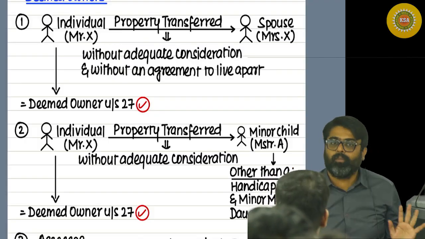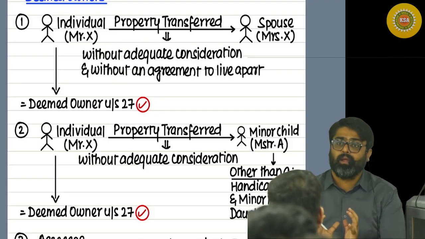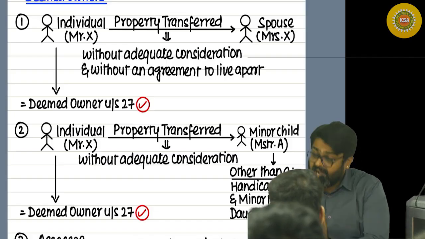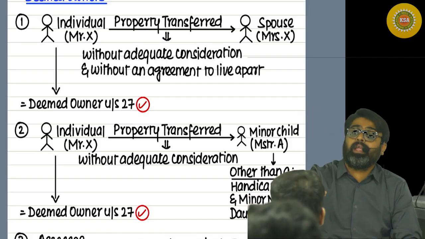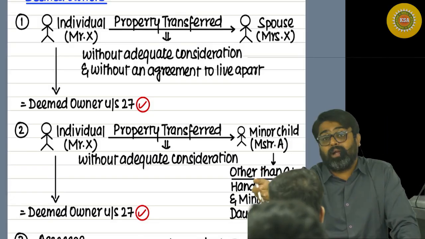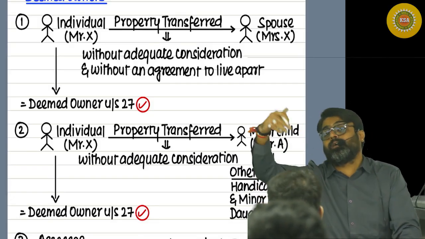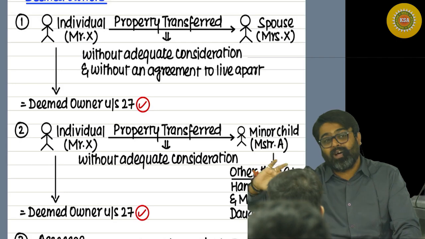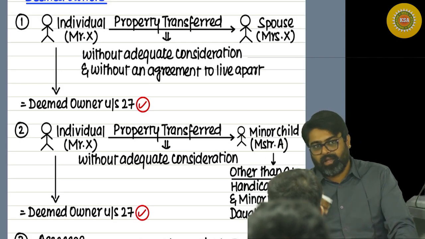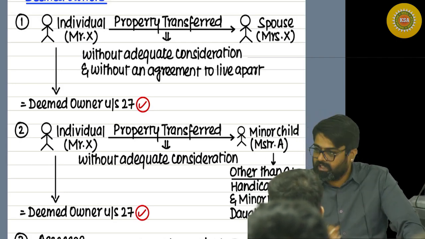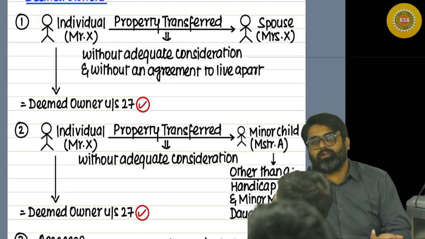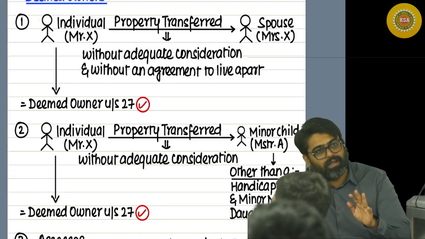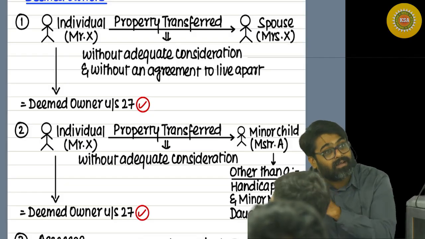But if I don't have a property, I have money. That money I am gifting to my spouse or minor child. And from that money which I have gifted, a property is acquired by my spouse or minor child. For that property I am not the deemed owner. Section 27 is not applicable. Sir, then everyone will start doing it. No, don't worry. It will be taken care of in clubbing.